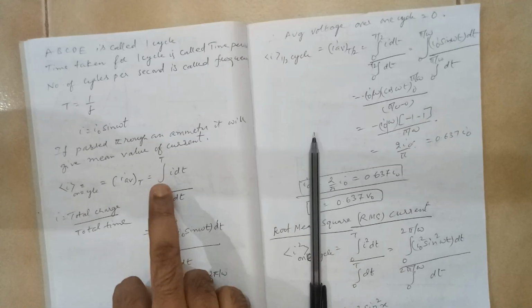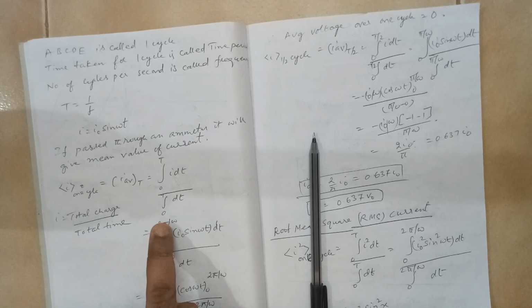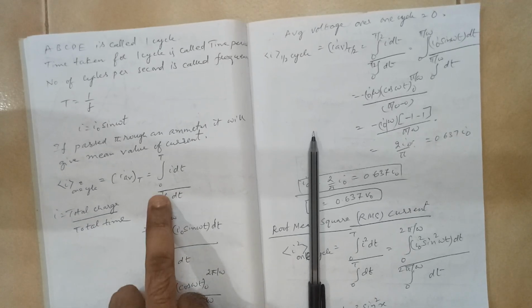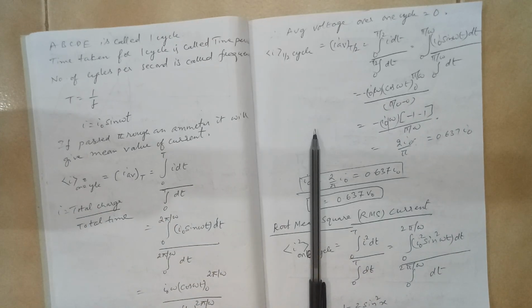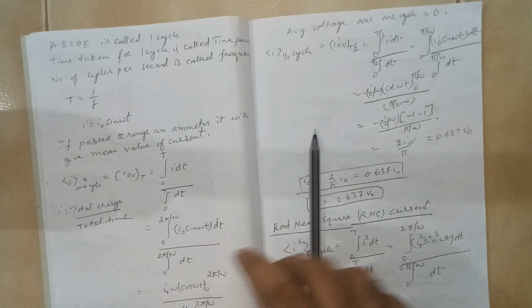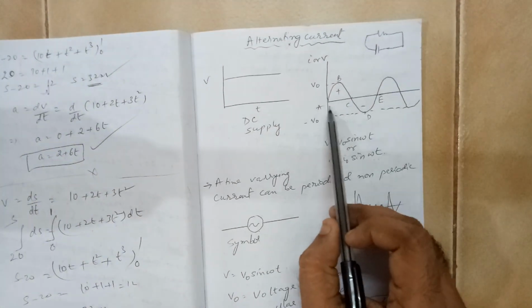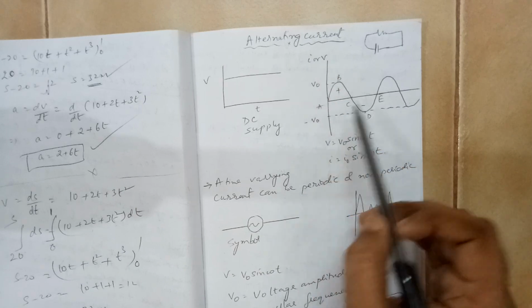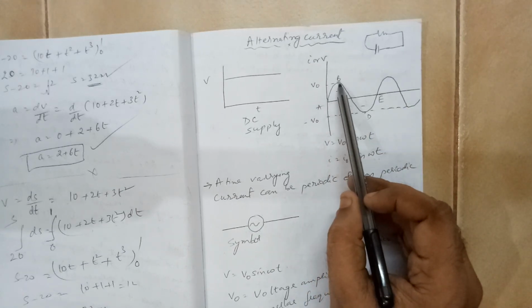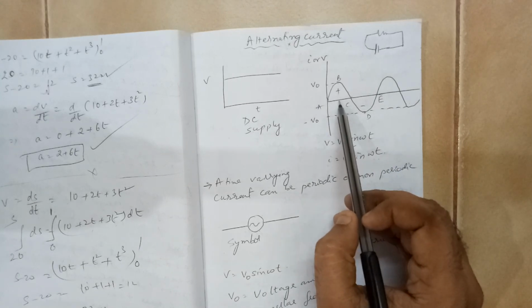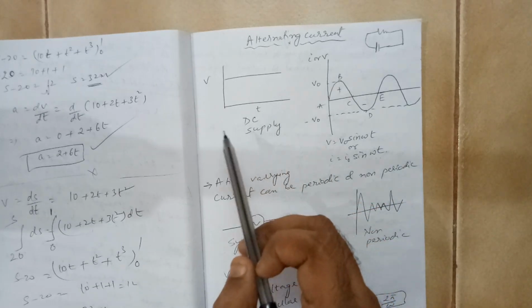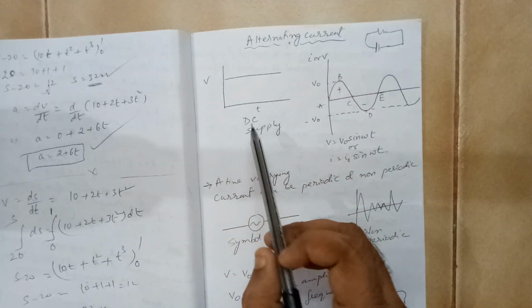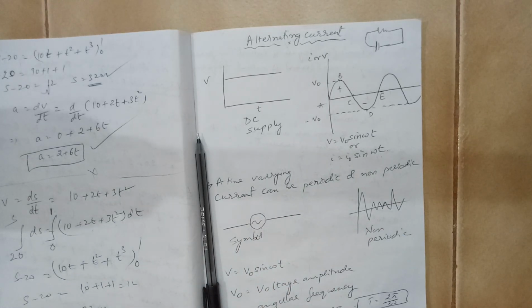So integration of 0 to T of I dt will give you the total charge, and integration of dt over a period of 0 to T will give you the total time. So by doing this you get the average current which is passing through one cycle. Now here when you take this graph, this is the time axis and this is the voltage axis. At different times you are getting different voltages. Now that means that at a particular time I'll get a particular value. That voltage is called instantaneous voltage, or that current is called instantaneous current. Remember these terms.